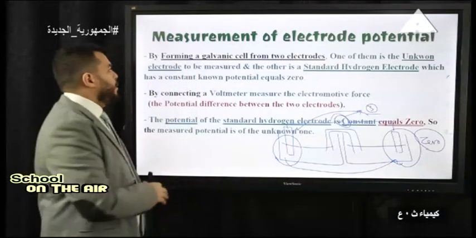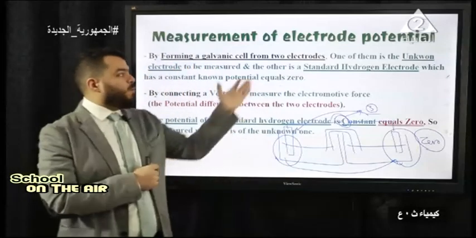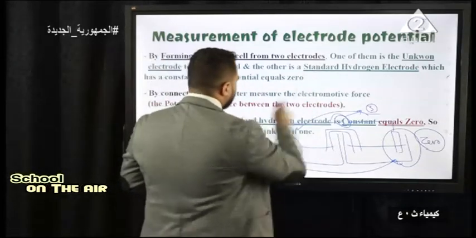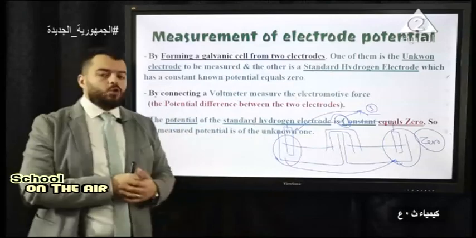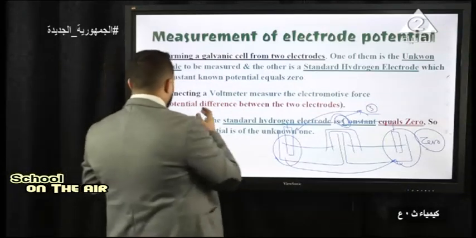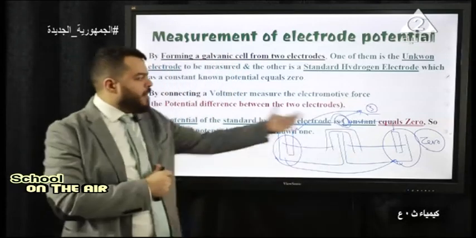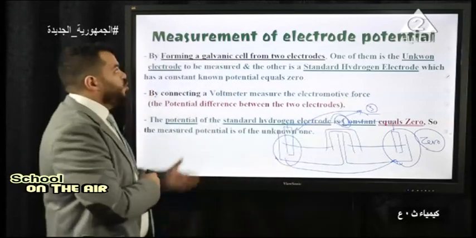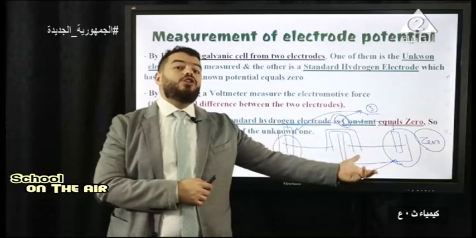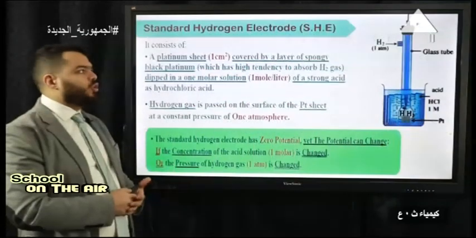Okay, let's read. By forming a galvanic cell from two electrodes, one of them is the unknown and the other is the standard hydrogen electrode, which has a constant value which is 0. By connecting a voltmeter to measure the potential difference between the two electrodes, you will know that the potential difference between the two electrodes is that measured in the voltmeter. So you will be able to measure the electrode potential by connecting it to a standard hydrogen electrode and making a galvanic cell. Okay, what is the standard hydrogen electrode?